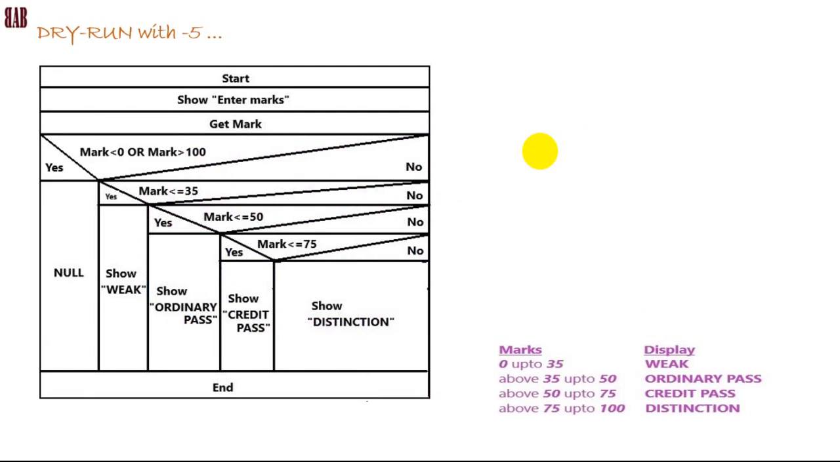For example, like this. In this flowchart, if you notice, I have put mark less than 0 or mark greater than 100. So if this is true, I'm taking it through. So for negative values and above 100, in one shot I'm handling and saying null. Okay, so let's do it with -5 and see.